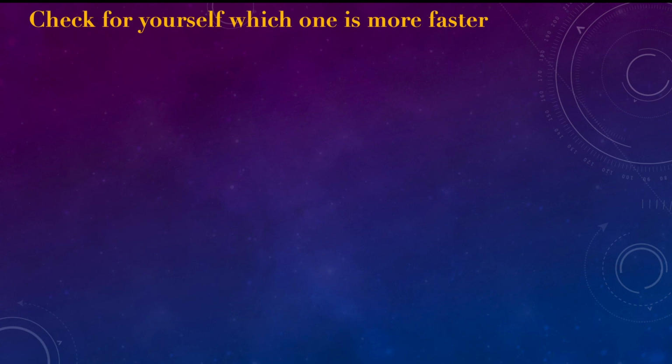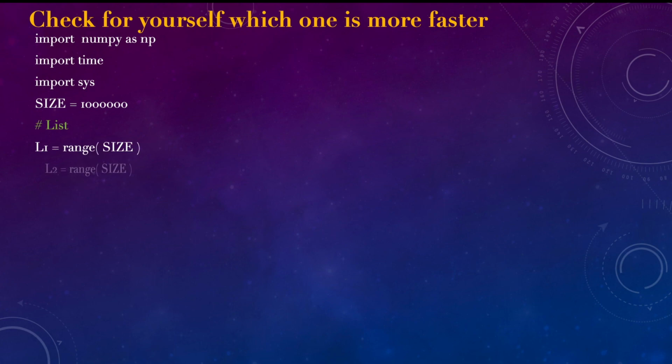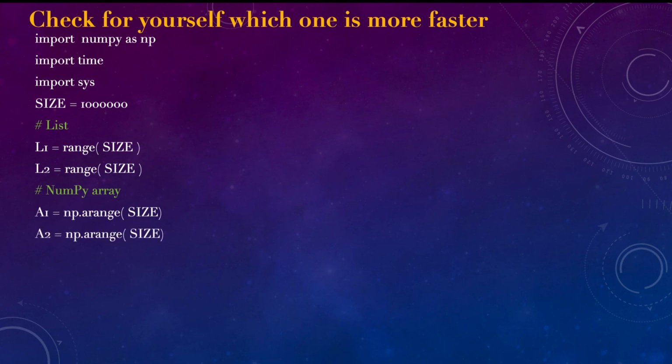Now let's check the second example, which one is faster. We will take 2 lists and 2 NumPy arrays, and then we will add the elements of the lists and the elements of the NumPy arrays, and we'll see which one is faster. So we import NumPy as np, we import time, we import sys, we have taken a size value, then we have created 2 lists L1 and L2 by calling the function range and passing size. Then we have created 2 NumPy arrays A1 and A2 by calling the function arange and passing the size.